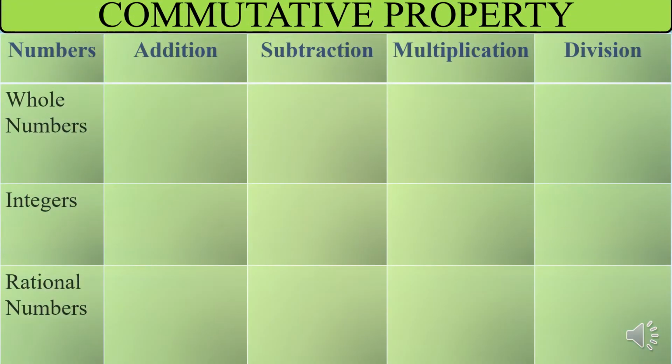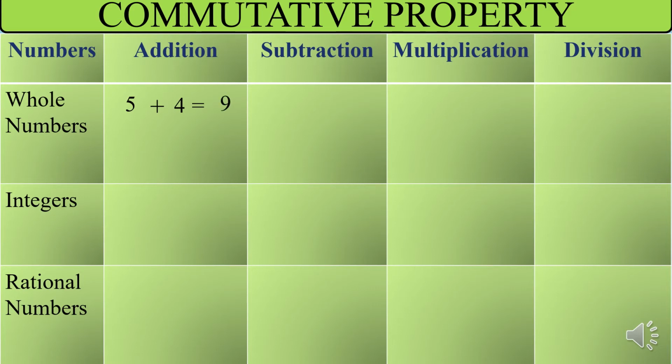So, now let's see commutative property of whole numbers, integers and rational numbers, of addition, subtraction, multiplication and division with examples. Let us start with whole numbers. Here 5 and 4 are whole numbers. 5 is at first position and 4 is at second position. So when we add these two whole numbers, we get answer 9.